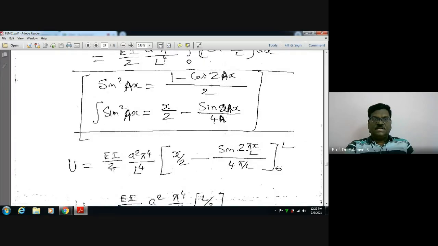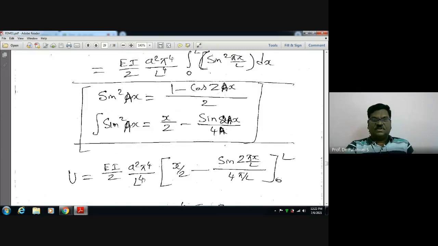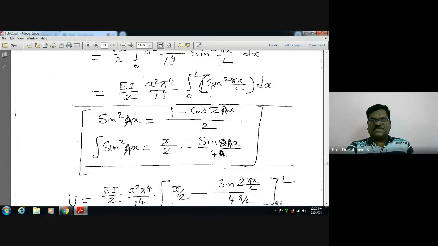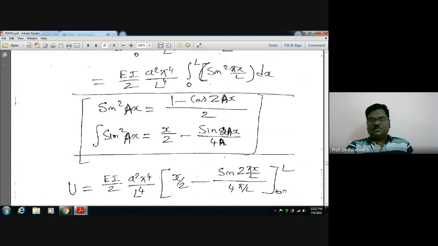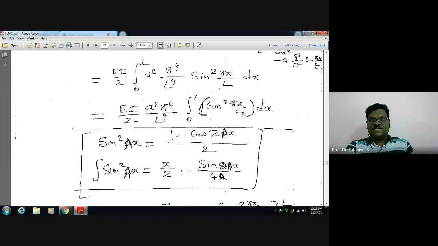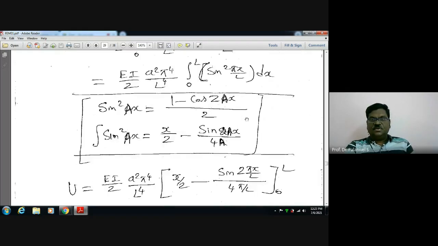U equal to EI by 2, a square pi power 4 by L power 4 into this one, the integration of sin square pi x by L. Its integration is with reference to this formula; you have to do it. X by 2 minus sin 2 pi x by L divided by 4 pi by L, with reference to this 4 pi by L, from 0 to L. Please apply your mind. I have written this formula because sin square pi x by L is required to be integrated, so from this formula we have the integrated value here.